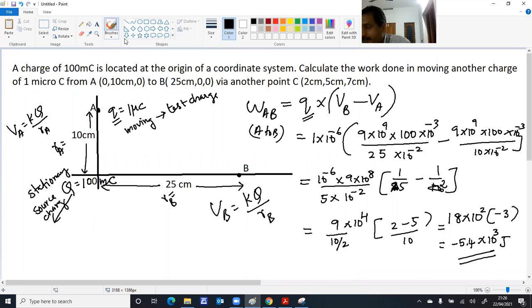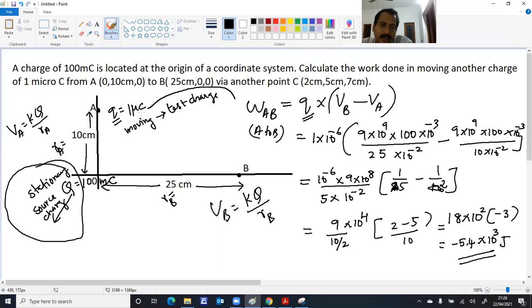So that later confusion should not come: if you are not clear, make a note of this. How to understand, when the charges are given, which one is the source charge and which one is the test charge. And potential is always due to the source charge.